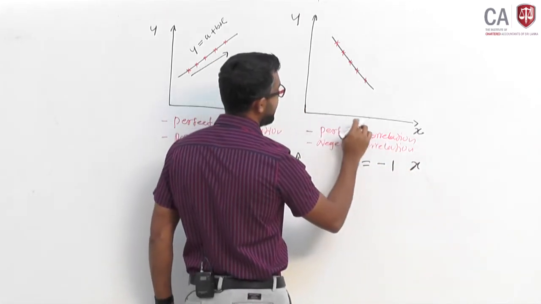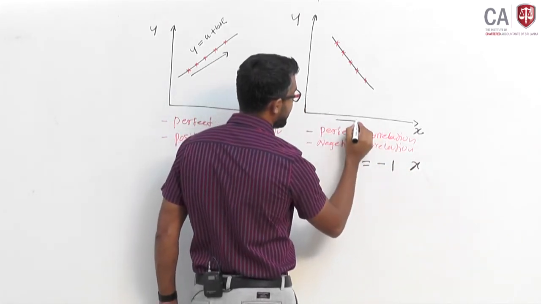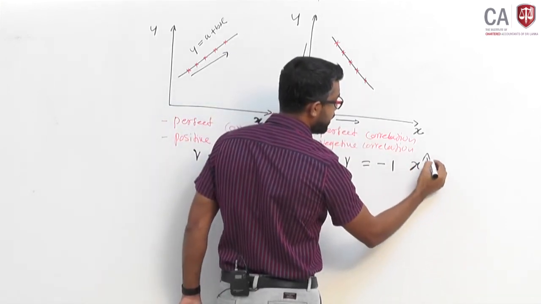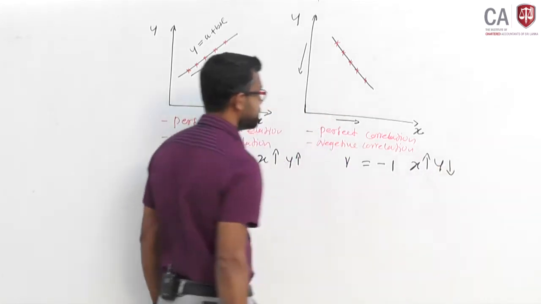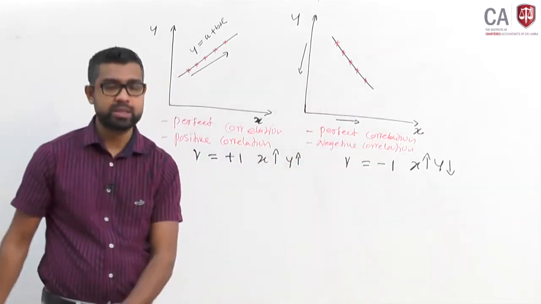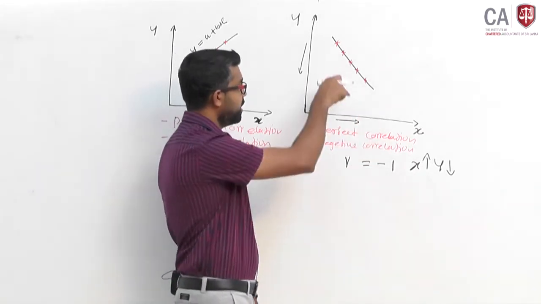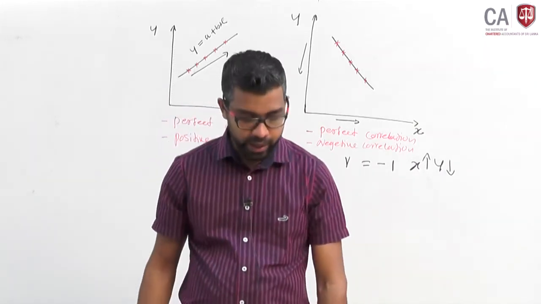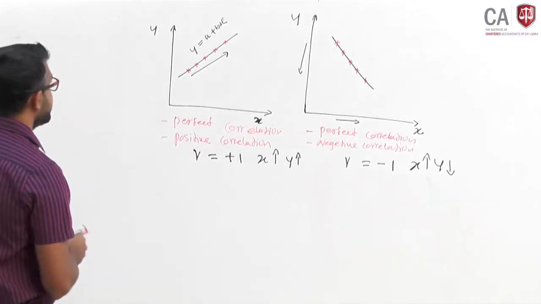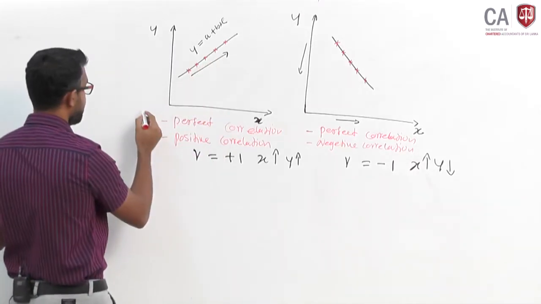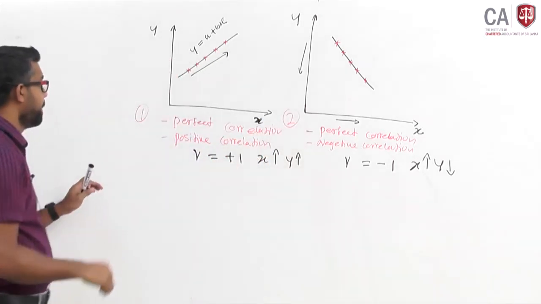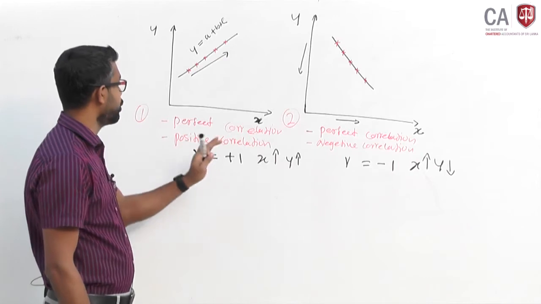y decreases. When x increases, y decreases. It's a perfect negative correlation because all variables on this line are equal to -1. This is perfect correlation again, but this is perfect negative correlation.